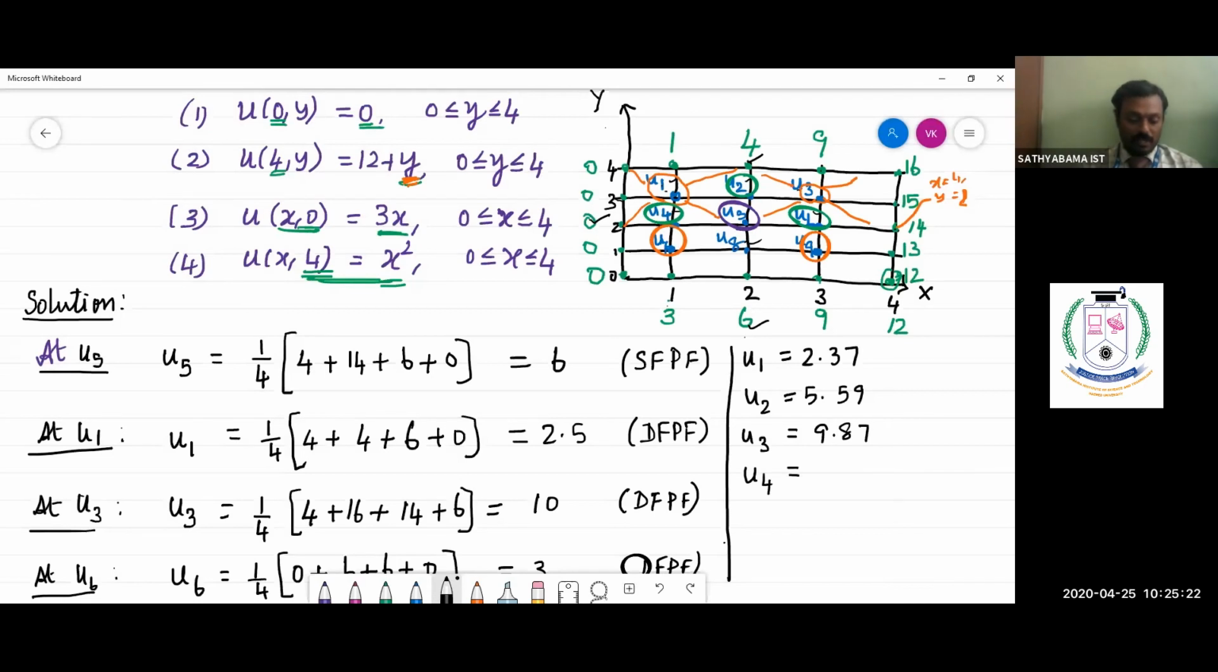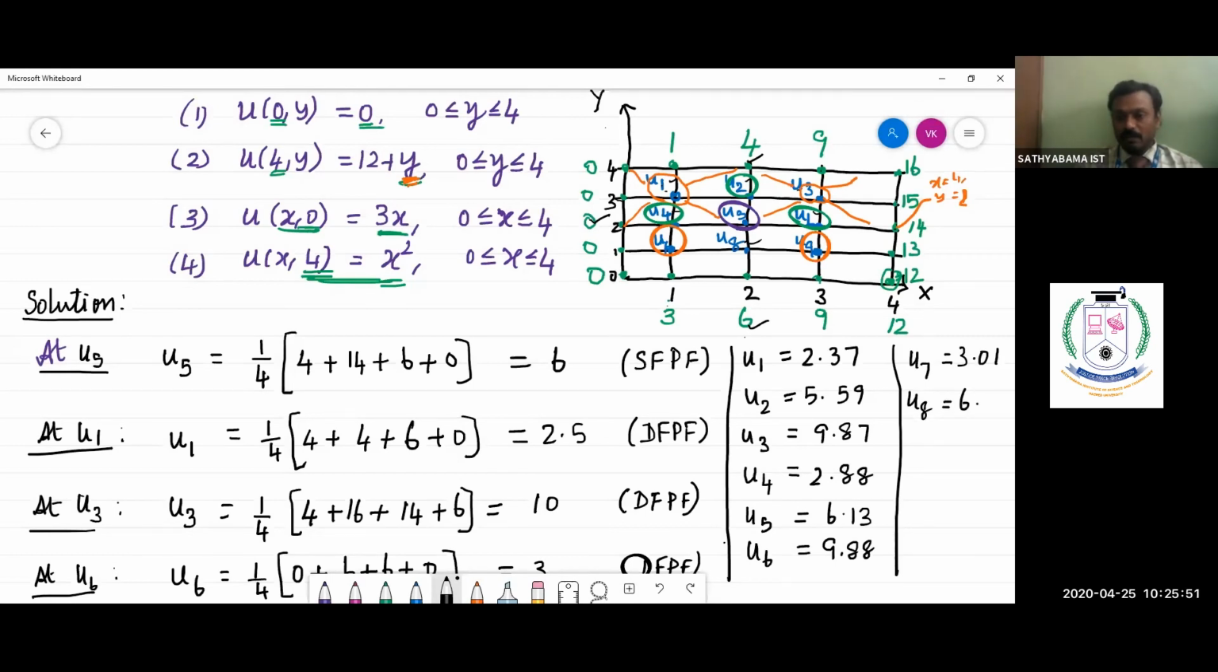the values as u4 it is 2.88, u5 to be 6.13, u6 to be 9.88, u7 to be 3.01, u8 to be 6.16, u9 to be 9.51. That is, from the initial values we have to compute the successive approximations.